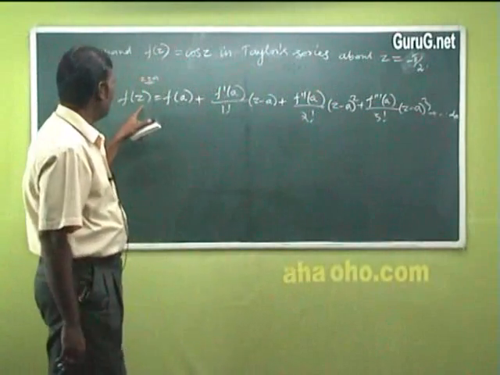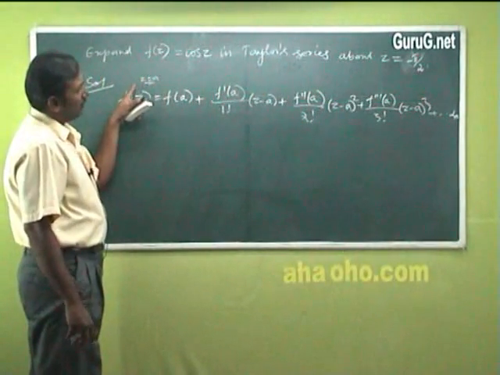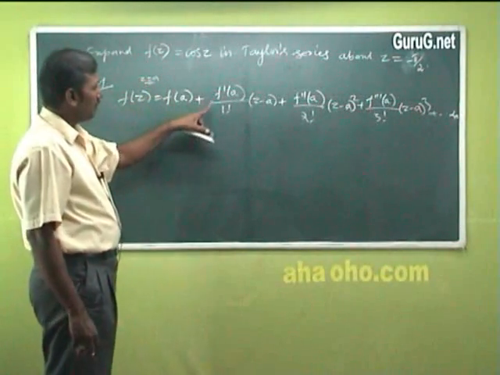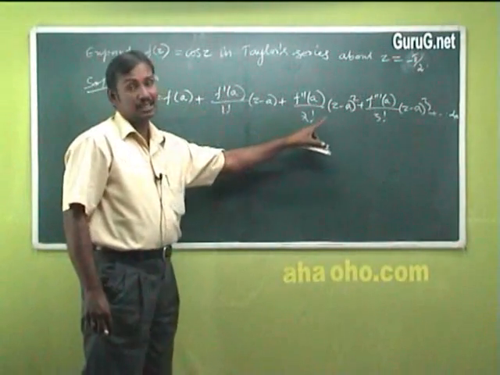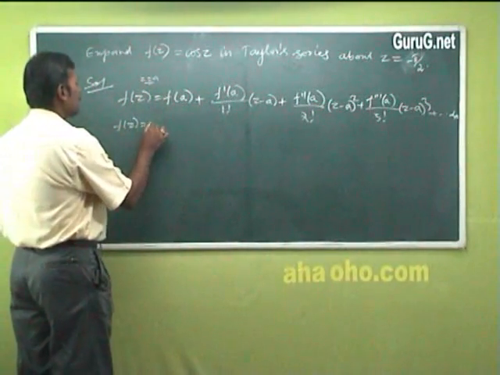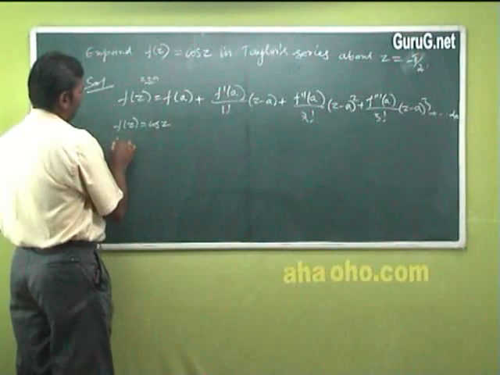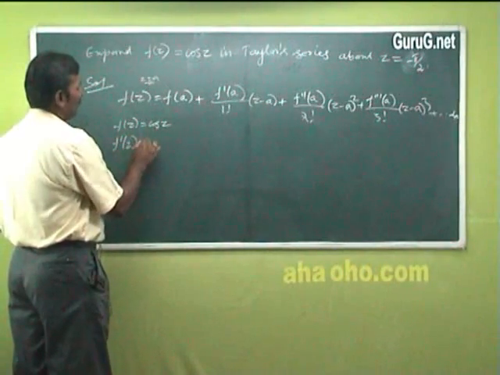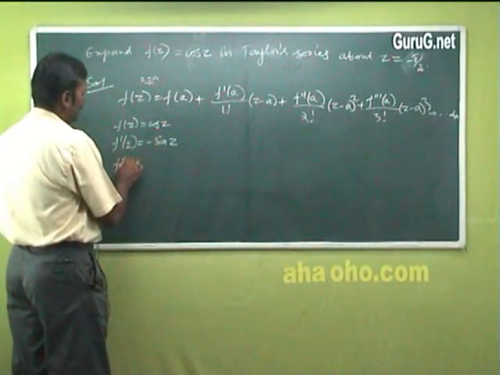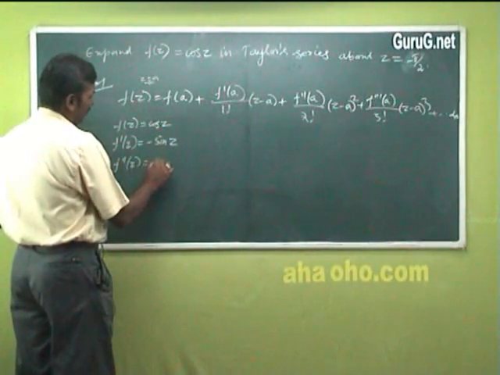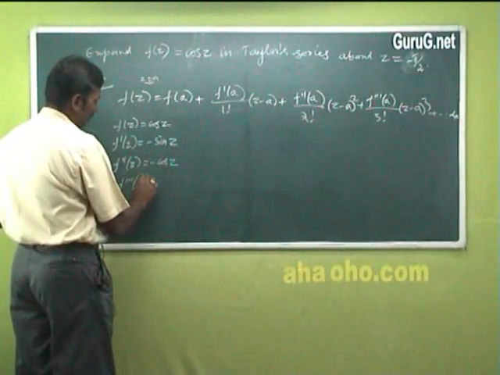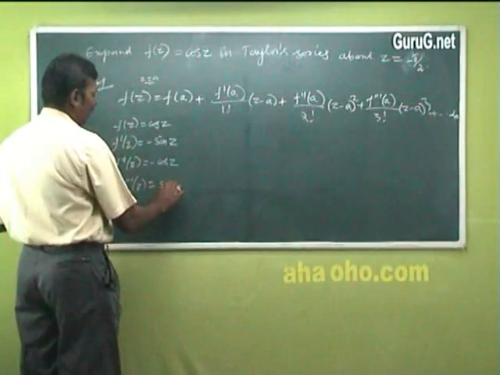So this is the formula of f of z as a Taylor series about z equal to a: f of z equal to f of a plus f dash of a by 1 factorial plus etc. Right? So here f of z equal to cos z. Differentiation of cos z gives f dash of z equal to minus sin z, f double dash of z equal to minus cos z, f triple dash of z equal to plus sin z. Is it right?